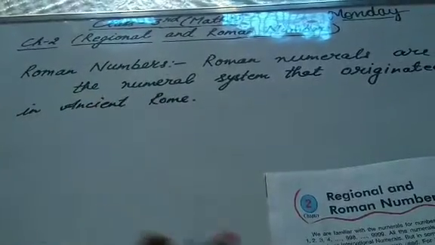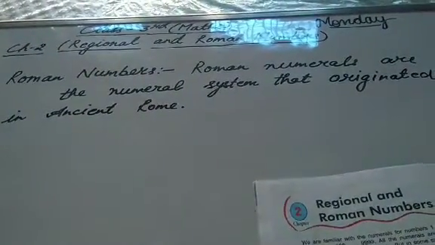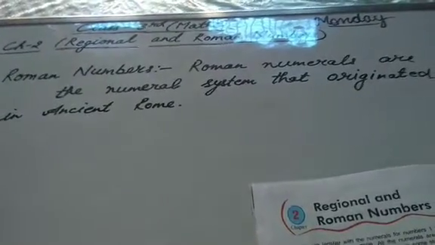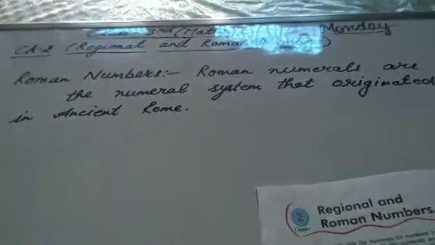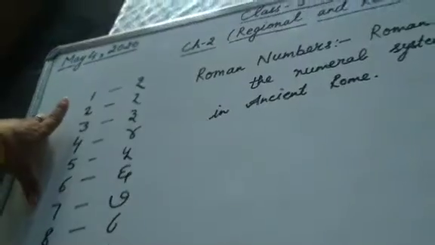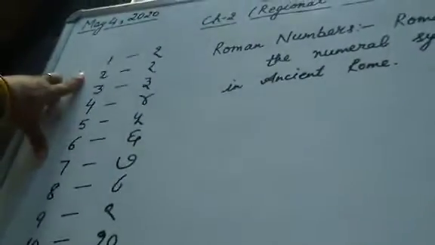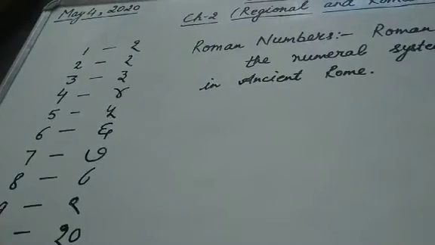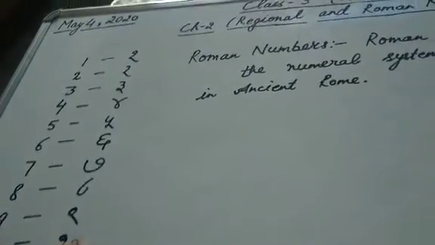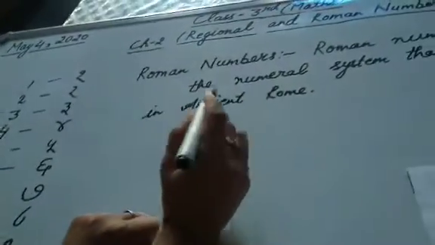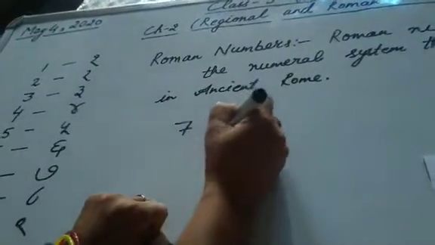In this, there are some rules, beta. How to write 1, 2. In the Roman system, there are only 7 symbols for writing the numbers. In our international system, the Hindu-Arabic system, we have 9 digits, 9 symbols. But in these Roman numerals, there are only 7 symbols.